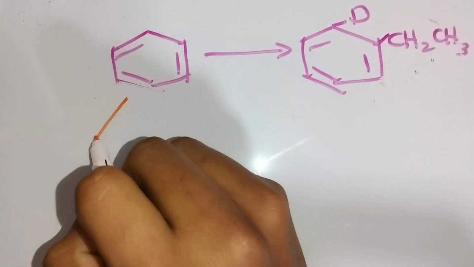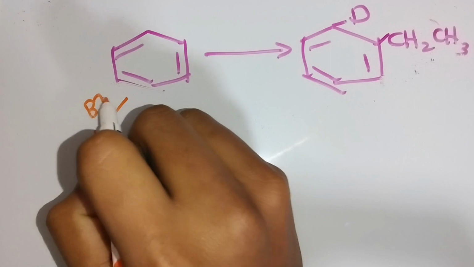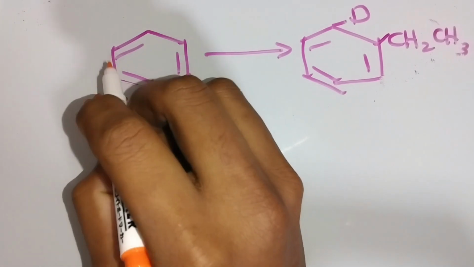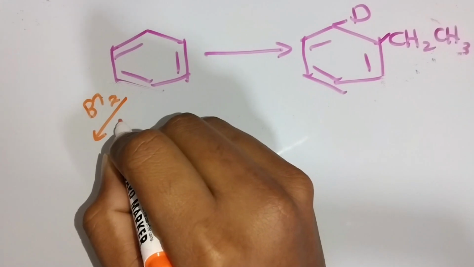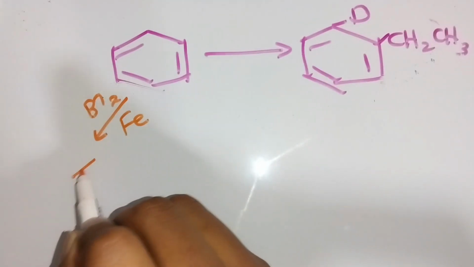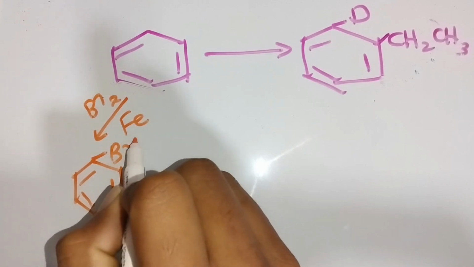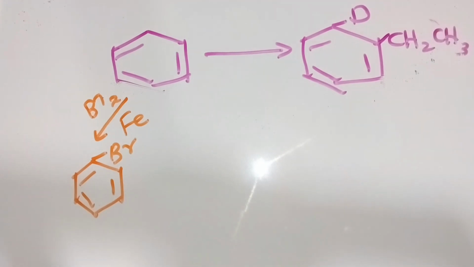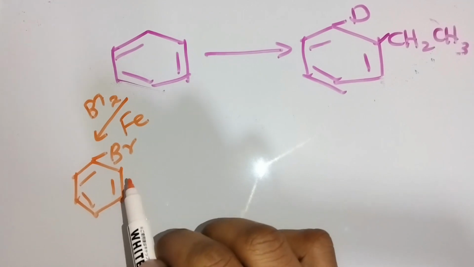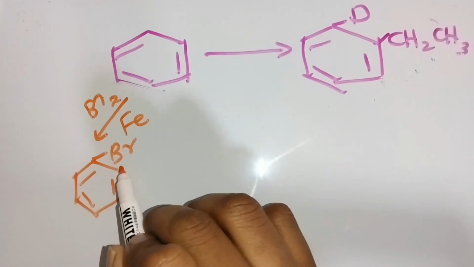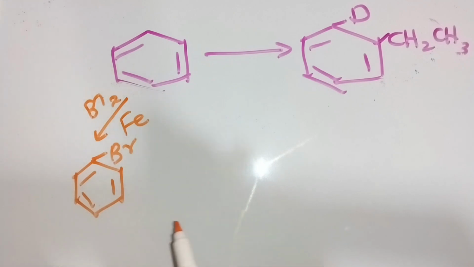So I'm going to create bromobenzene. For making bromobenzene I can use liquid Br2 with iron powder. This gives us bromobenzene. We know that bromobenzene is a weak ortho-para director. So the second electrophile will be substituted at one ortho or para place. We know this is ortho, this is para place.